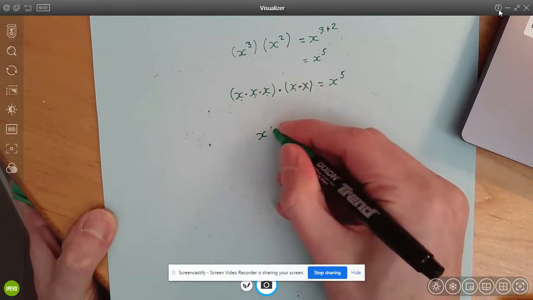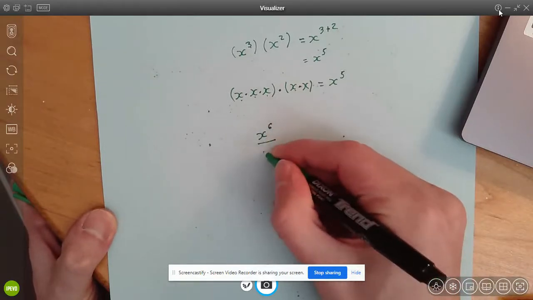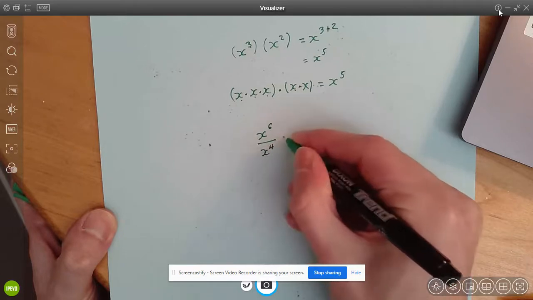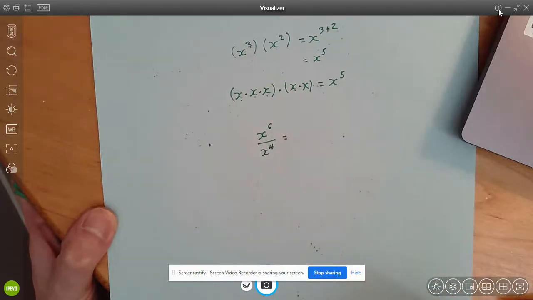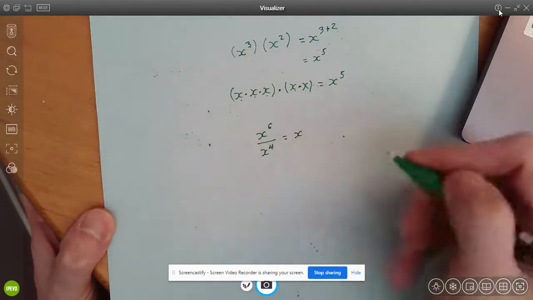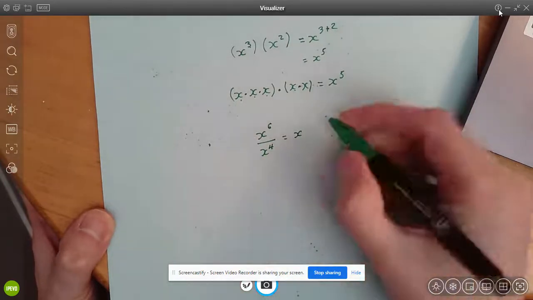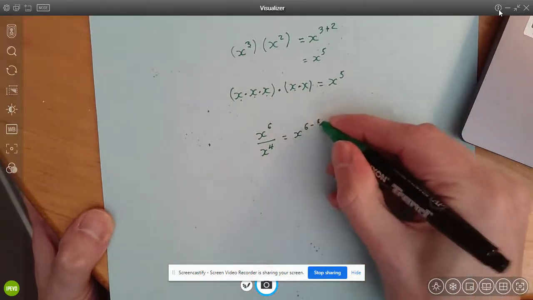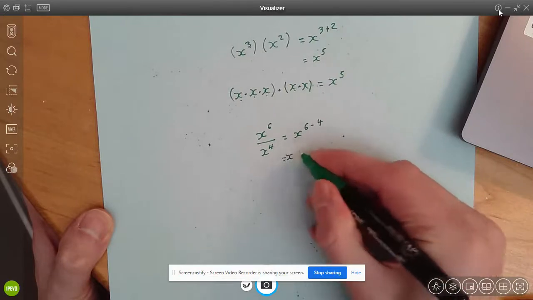So let's look at x to the 6 over x to the 4. You learned in the course content that when I'm dividing powers with the same base, and a fraction just means divide, I'm going to subtract my exponents. So it's going to equal x squared.